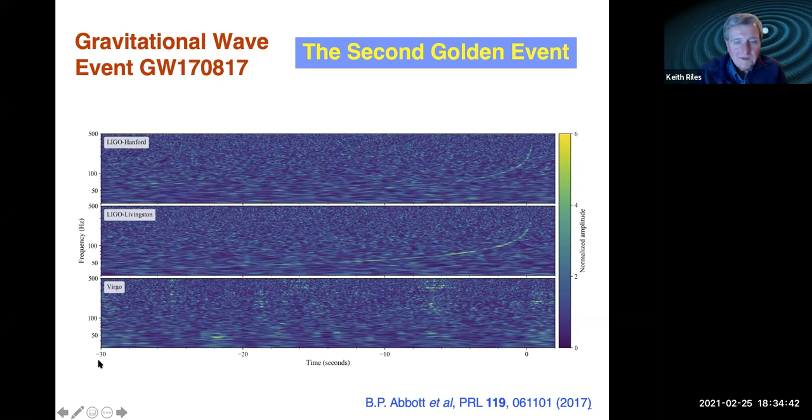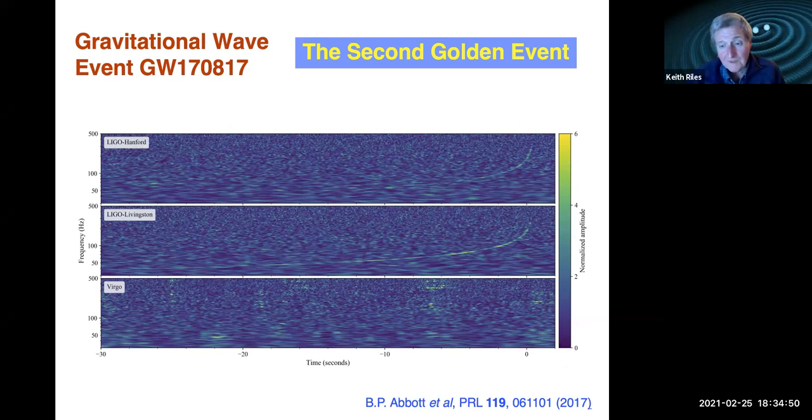Notice that we're looking here at 30 seconds of time, not a fraction of a second. So these are very long-lived signals. This is what you expect from a binary neutron star merger. Much lighter masses, roughly 1.4 solar masses each nominally for a neutron star. And so that creates a much longer signal in the detector.